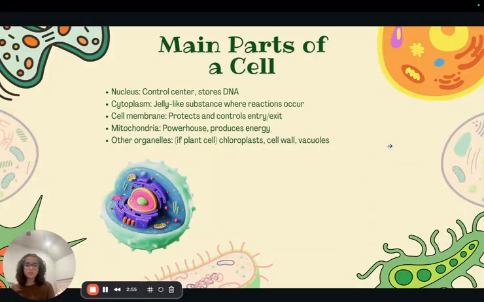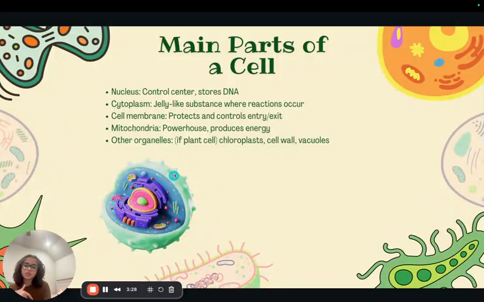Okay, so these are the main parts of the cell. Nothing too crazy. You have your nucleus, so that is your control center. It stores your DNA. It has a nuclear envelope. It's the main thing, how it has most of the information in your cell. Your cytoplasm is the jelly-like substance, so it's what fills the rest of the cell, what fills the in-between spaces. This blue substance here that you can see is everywhere.